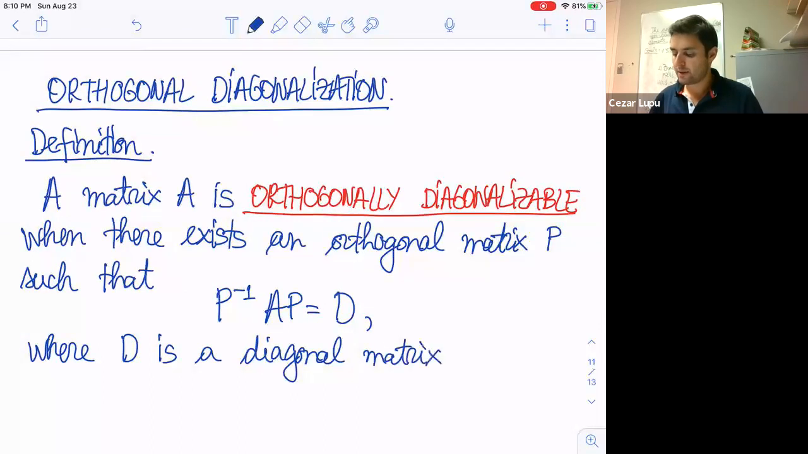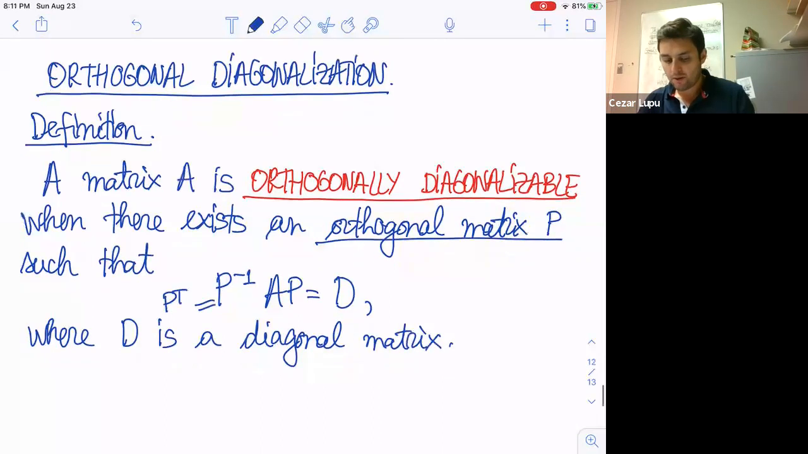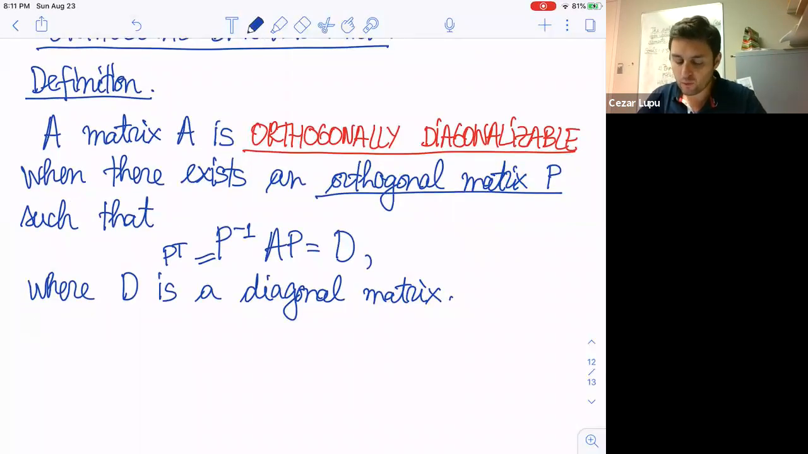And of course, since this matrix P is orthogonal, let me remind you that its inverse is nothing else than just P transpose. So instead of computing the inverse and all this stuff, you just have to compute the transpose. Well, the following theorem will be fundamental for symmetric matrices.